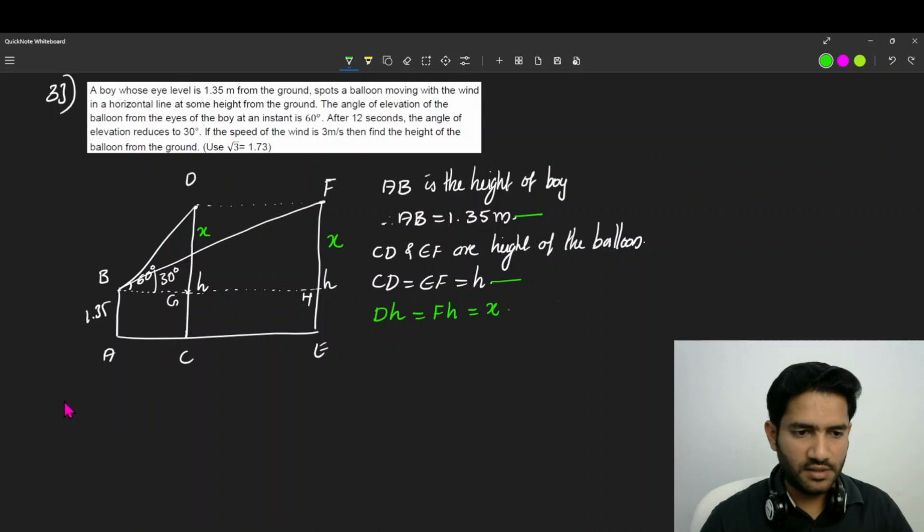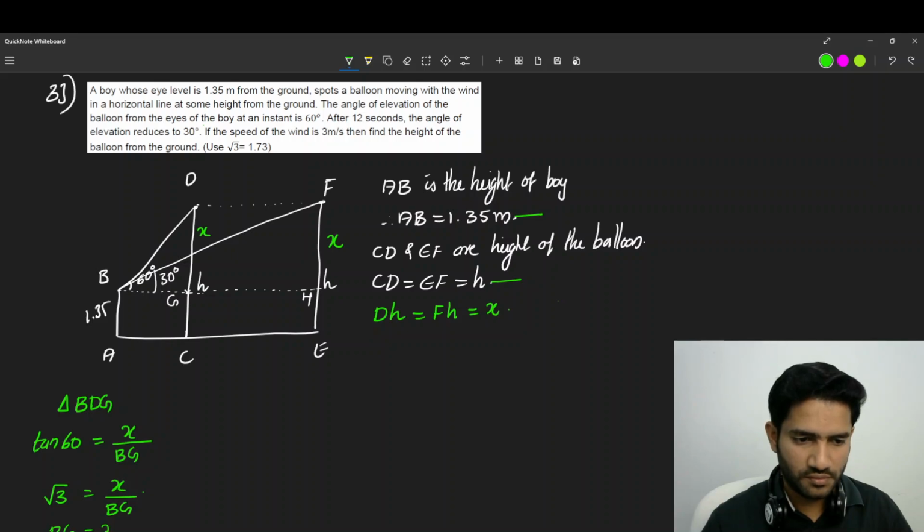Now consider the first triangle BDG. Tan 60 is opposite by adjacent, and tan 60 is root 3. So root 3 is equal to x by BG. From here we can find BG equals x by root 3.